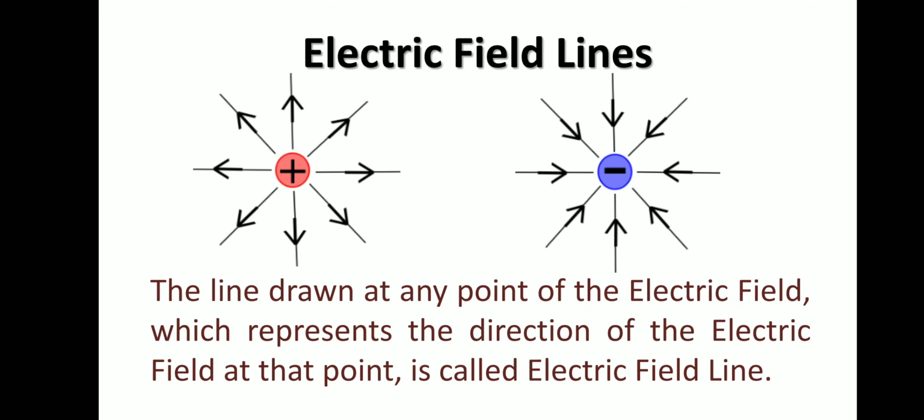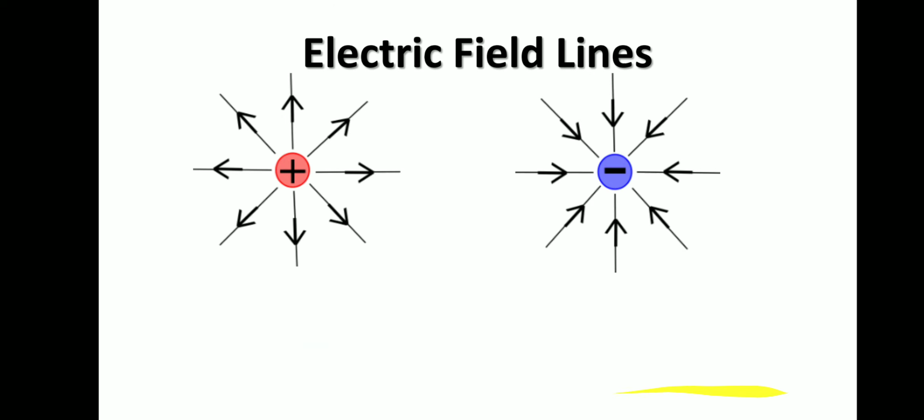So we define them: the line drawn at any point of the electric field which represents the direction of the electric field at that point is called an electric field line.